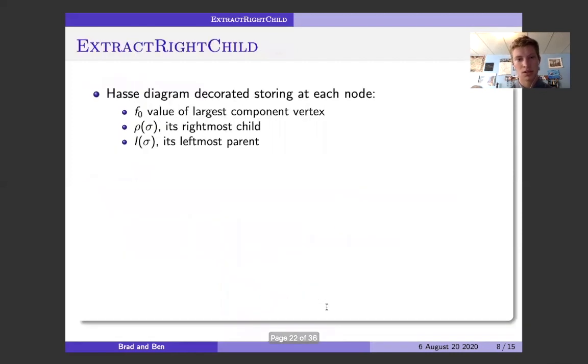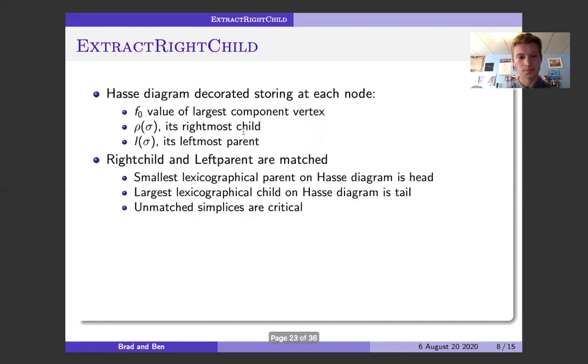So knowing this, we can just go in and design an algorithm that exploits this property instead of using all of these expensive lower link calls. The first thing we can do then is something that we call Hasse decoration, which is just going in and storing the function value of the largest component vertex for every simplex. So that function value is always going to be carried up with any higher degree simplex. And then any simplex's rightmost child and also its leftmost parent.